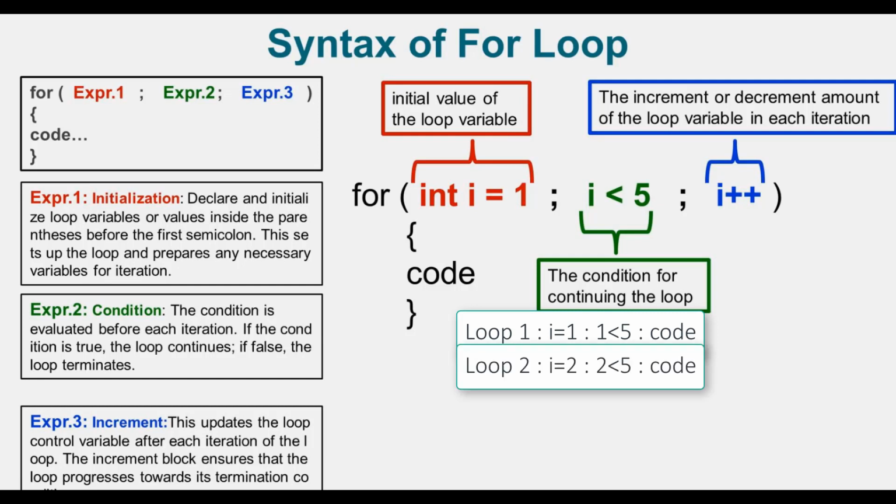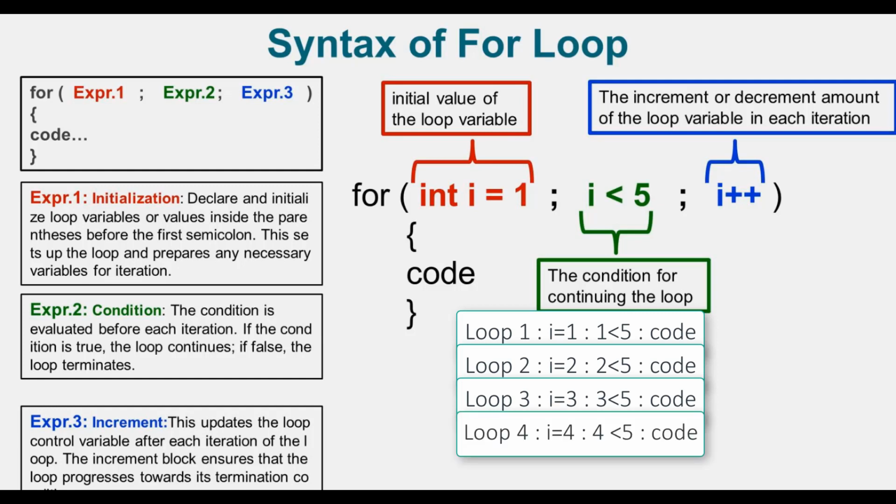Since 2 is less than 5 in the second loop, the codes are executed again and the variable value is increased by 1 after command execution. Now the value of the loop variable is 3. Since 3 is less than 5 in the third loop, the codes still work and the value of variable I is increased by 1 and becomes 4.